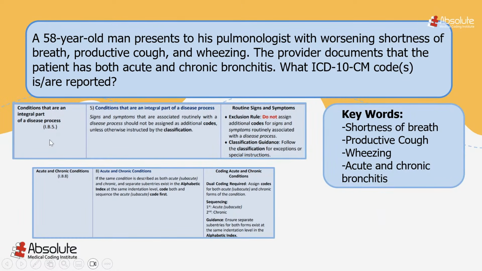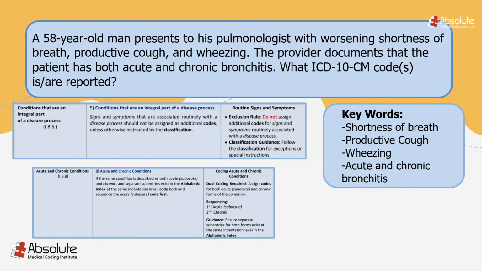And the reason that we are choosing the conditions that are an integral part of the disease process is because, with chronic and acute bronchitis, the signs and symptoms of this diagnosis are going to be the shortness of breath, the productive cough, and the wheezing. So we do not need to code for those signs and symptoms because they are going to be an integral part of the disease process. So we are just going to specifically focus on that acute and chronic bronchitis.